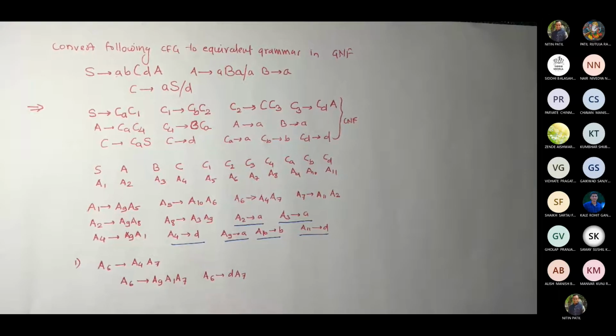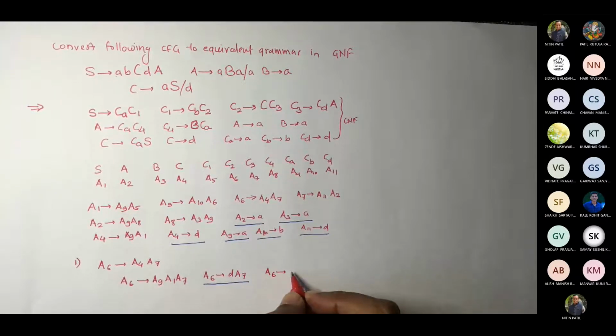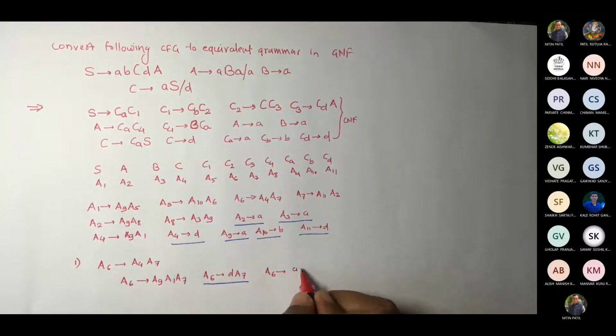This is of the form A6 gives DA7. Correct. Now how many values are there for A9? Only one value. So what will you write it as? I will write it here only, in continuation. So A6 gives A9. A9 is what? A1, A7. Correct. So this is also done.